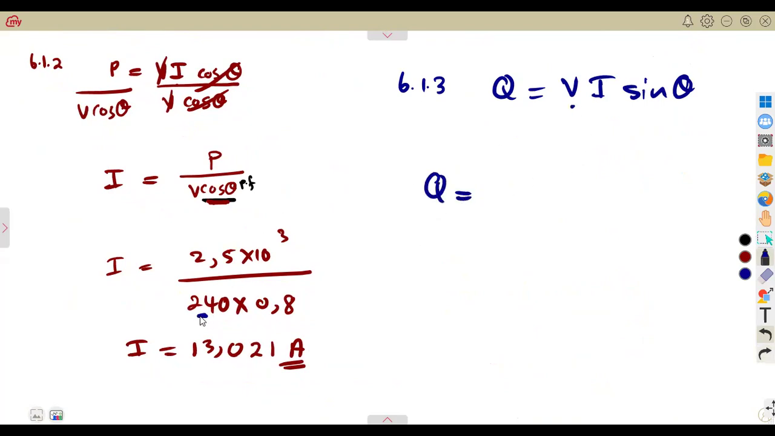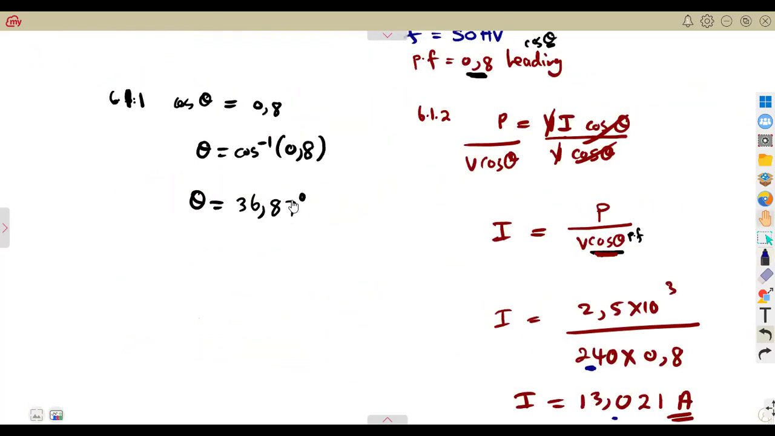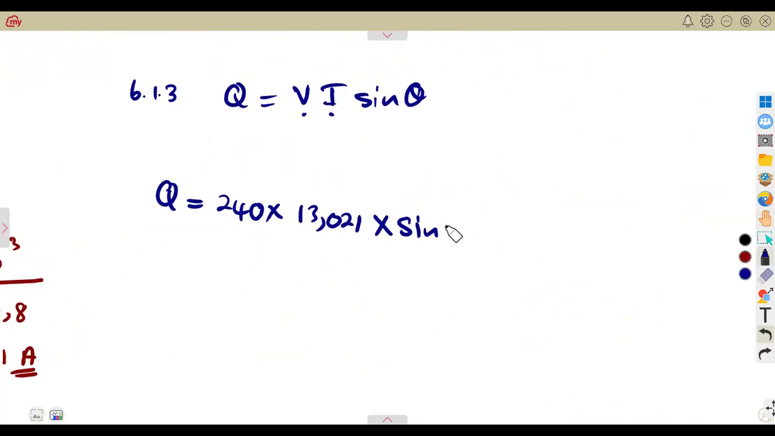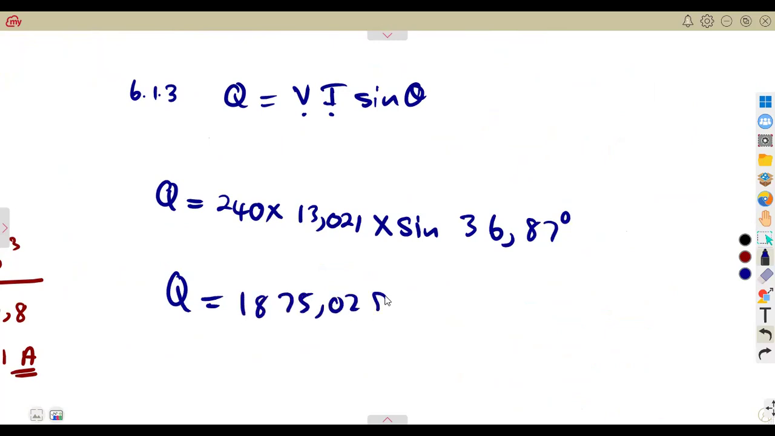The voltage, remember your voltage, guys, it was 240. You calculated the current right now, that is, you have got 13.021 times the sine of theta. This is not cos theta, it's sine theta. So you must substitute the theta exactly, the one that you calculated, which is 36.87. So this is going to be the sine of 36.87 degrees. So that was going to give us the reactive power, which is 1875.028 volt ampere reactive.